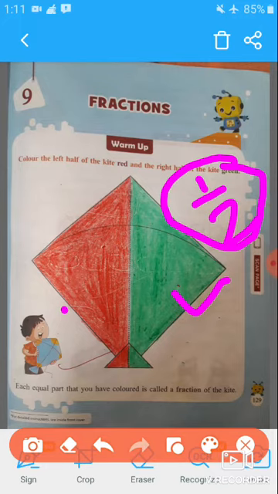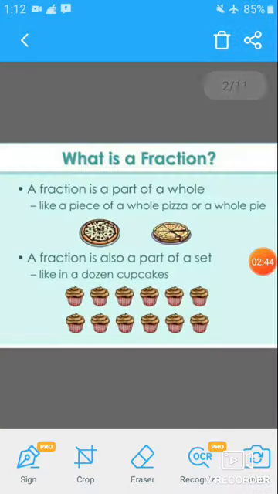So students, do you know what is this and how can I write this? Let me explain you with an interesting examples. So are you ready? Students, look here. What is a fraction? A fraction is a part of a whole.